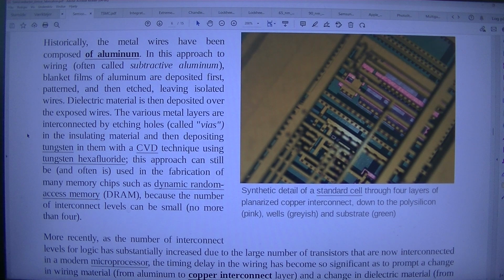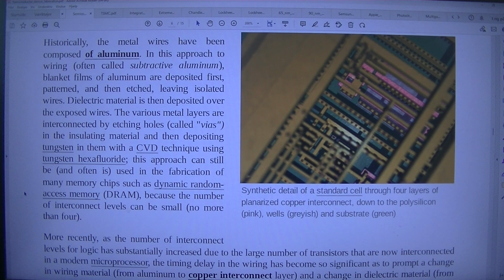The various metal layers are interconnected by etching holes, called vias, in the insulating material and then depositing tungsten in them with a CVD technique using tungsten hexafluoride. This approach can still be, and often is, used in the fabrication of many memory chips such as dynamic random access memory, DRAM, because the number of interconnect levels can be small, no more than 4.